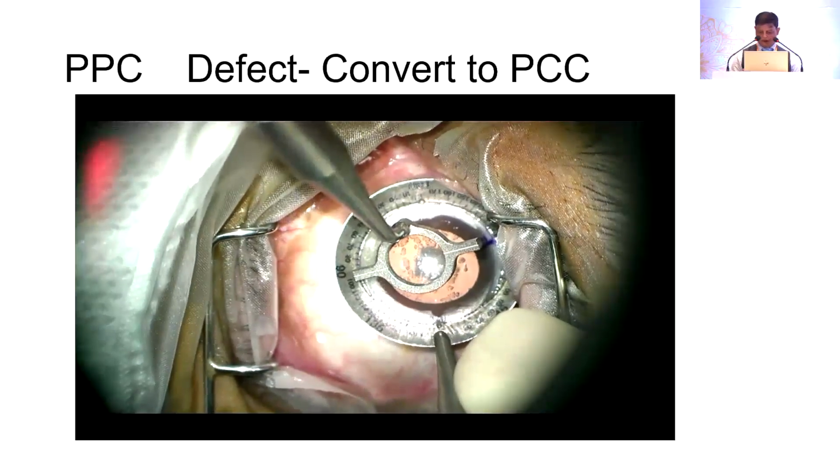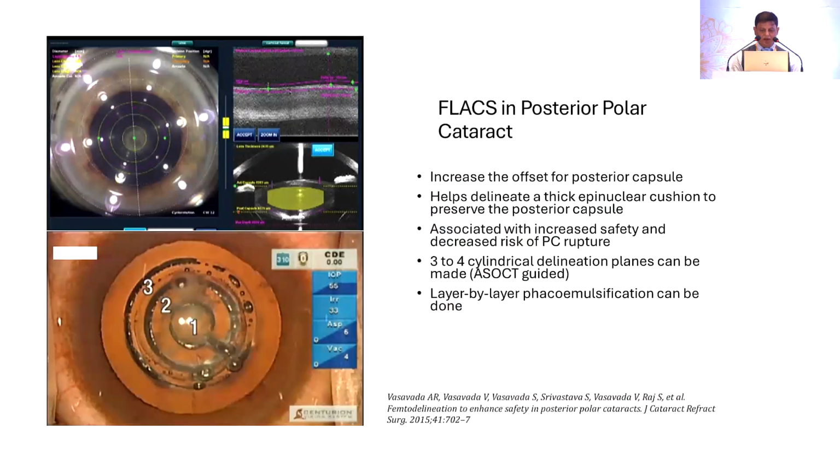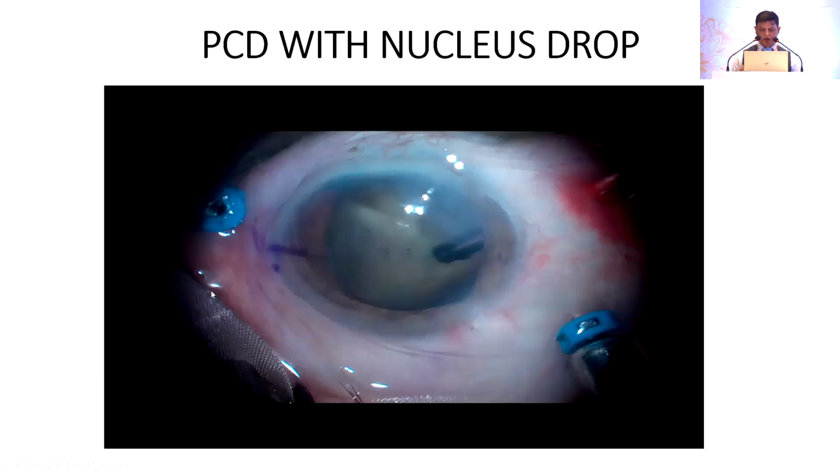Now in these cases, phaco flex also has its role in posterior polar cataract when it is a hard cataract. So we can just break the nucleus into pieces, and without rotation, again we can remove all the nuclei.